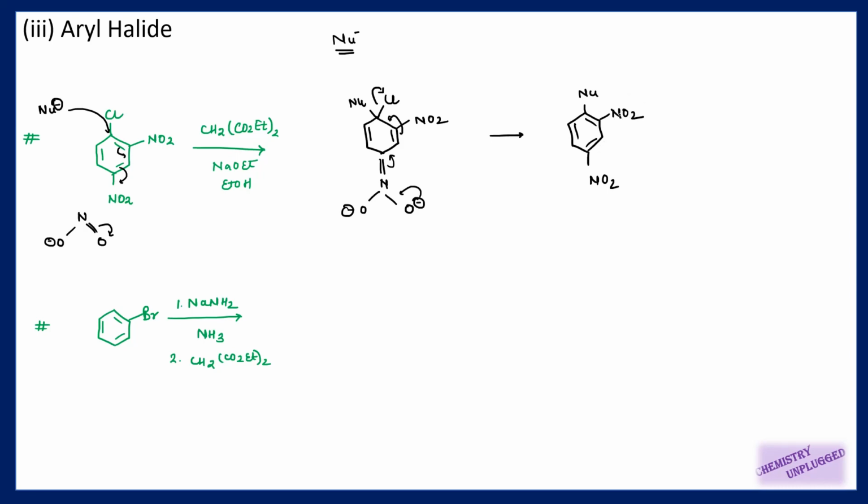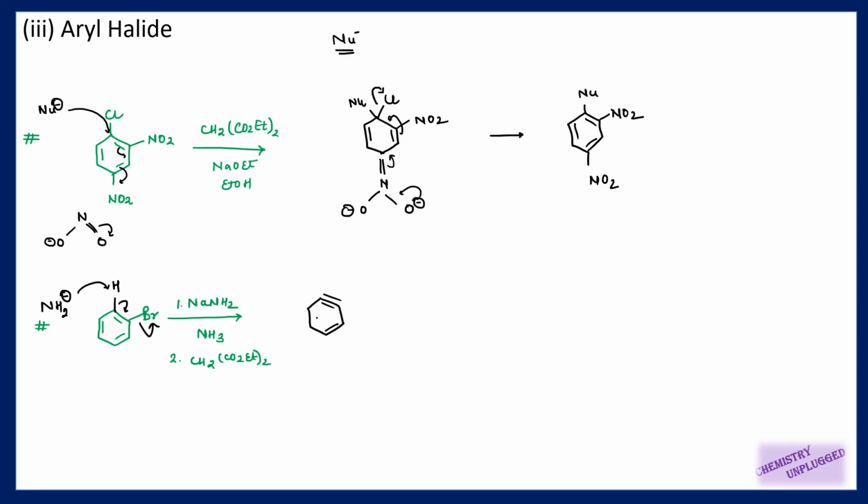But what about aromatic compounds like this? We do not have any electron withdrawing group attached at the ortho and para positions, but here we are using a strong base, NaNH2 and ammonia, so it will provide me NH2 minus, right? So this NH2 minus will remove a proton from this position, and this bond will shift here, Br will be removed. So it involves the formation of benzyne, right?